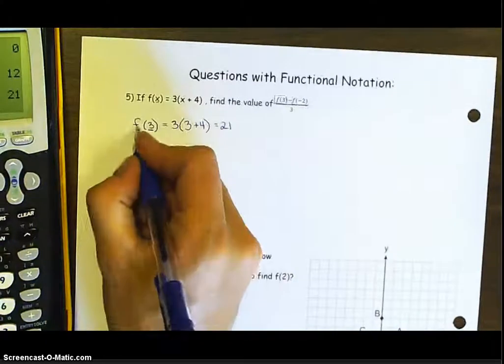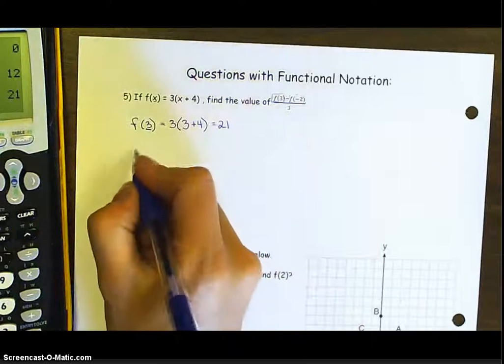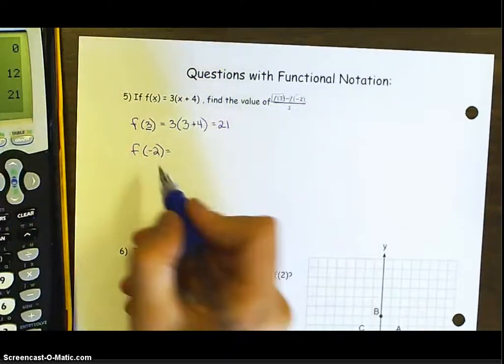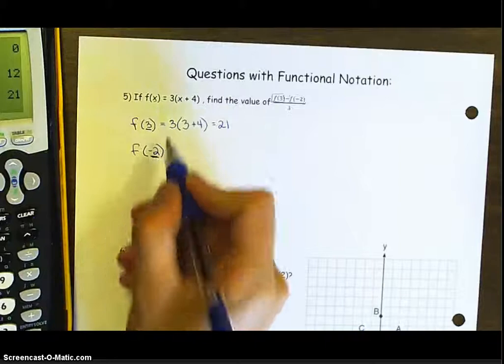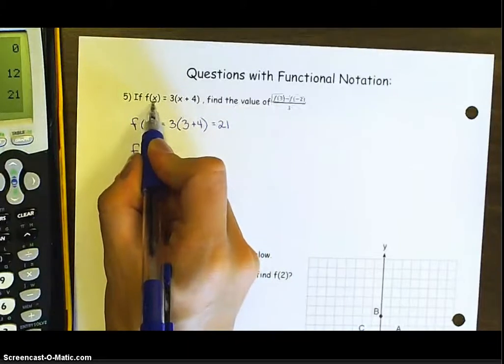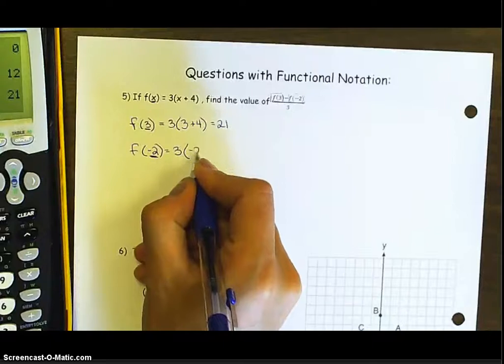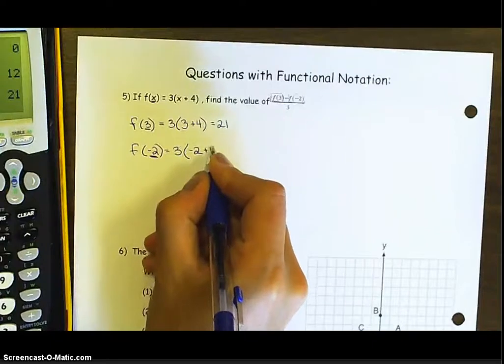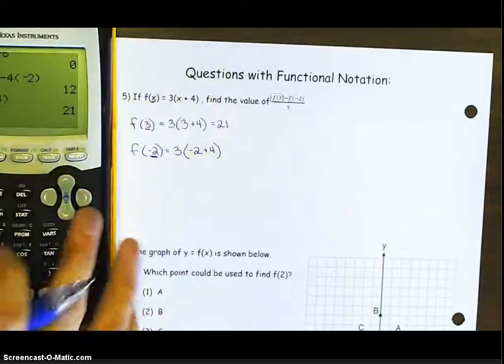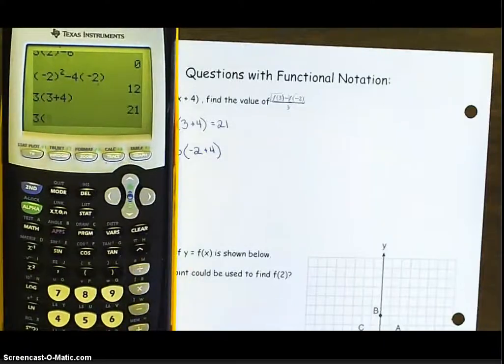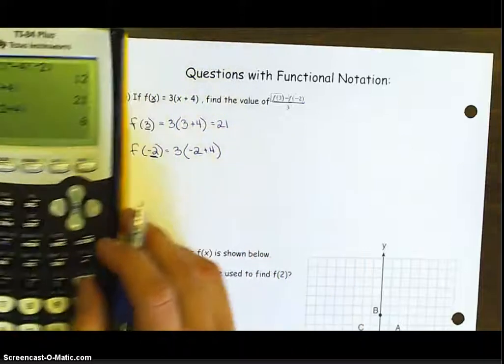Okay, next I need to find f of negative 2. So once again, my negative 2 is where my x is supposed to be. So that means I'm going to replace my x with a negative 2. And once again, I can let the calculator do the work for me. So 3 times negative 2 plus 4. And we get 6.